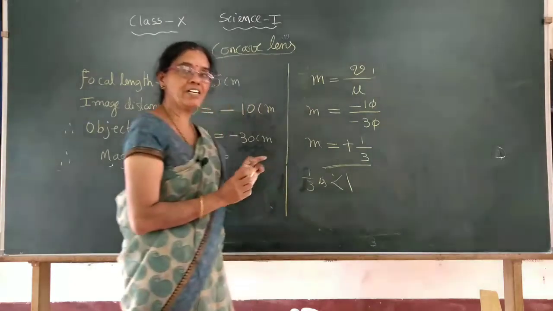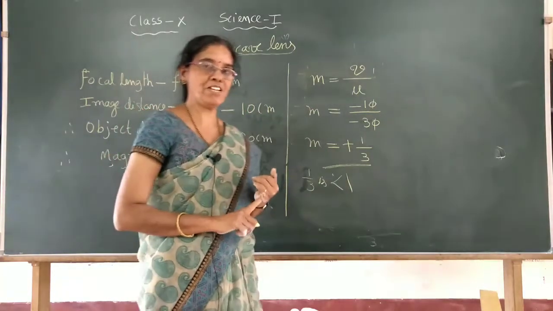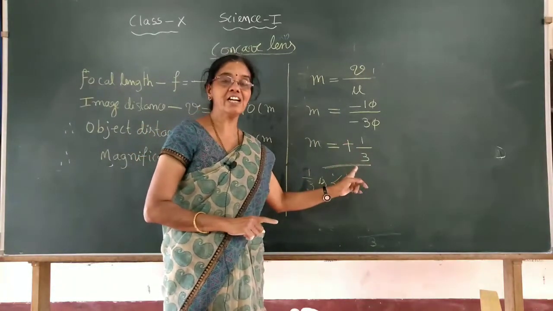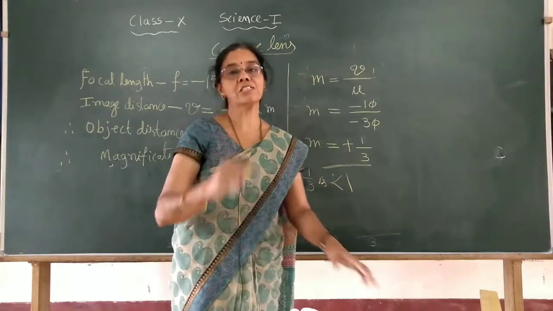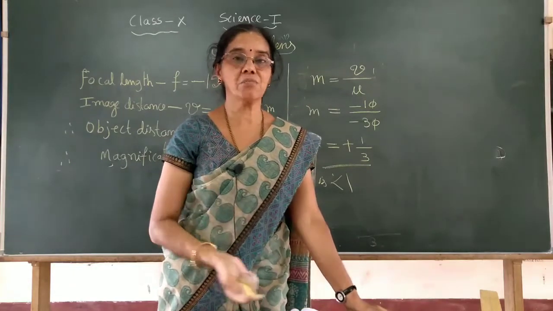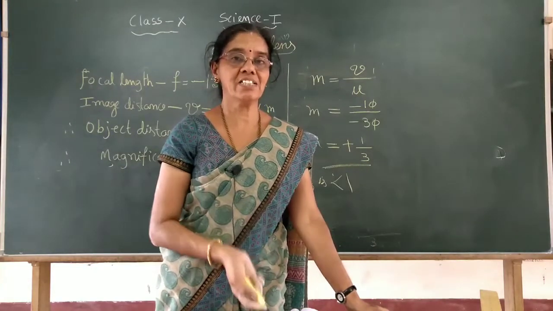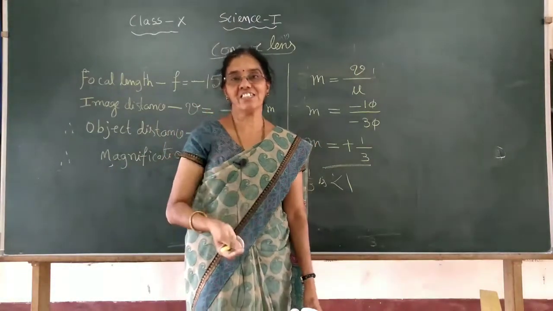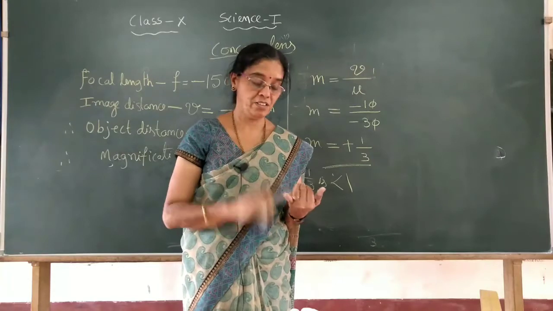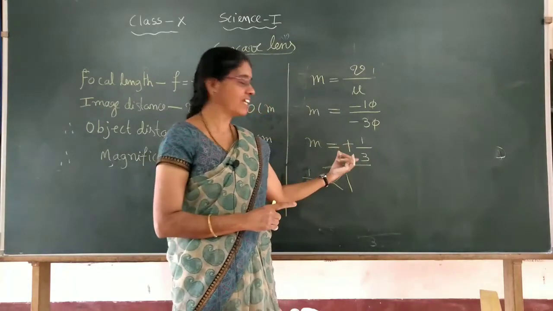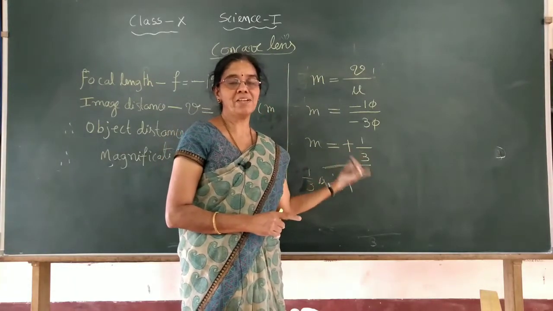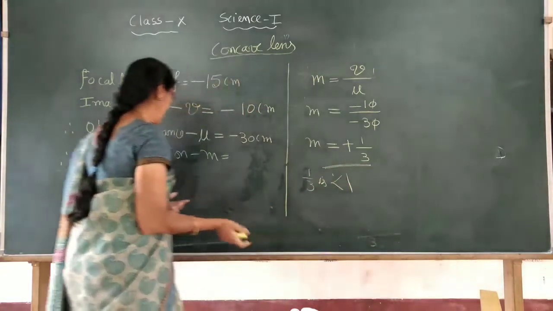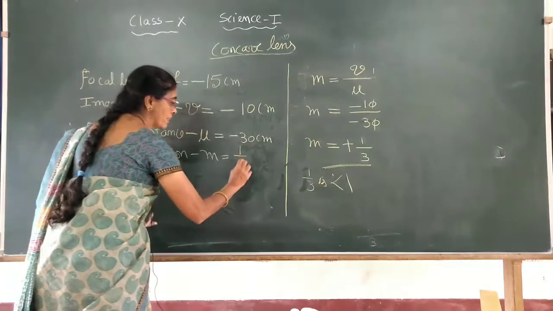So we will get a diminished image, and the m value is a positive number, which indicates the image is above the principal axis. It is an erect image. Plus value means erect, height is above the principal axis, erect it is. So it is a virtual image and smaller in size. It is smaller than 1. So the image is smaller than the object. So the image characteristic, if you want, the answer is 1 by 3.